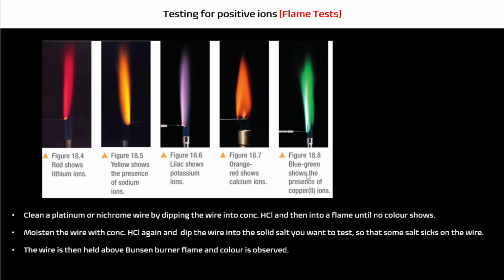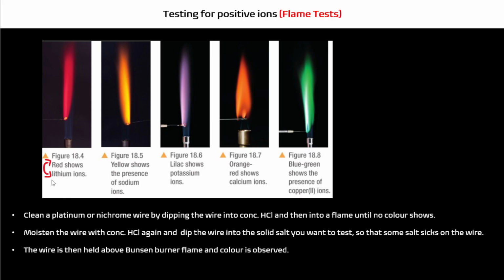You don't need to know much about blue green because of copper 2, because for copper 2 we will use sodium hydroxide as our primary method. So from this you need to learn the color and the respective positive ions as well. In exam they can ask you this two ways. Your flame color is red, what is your ion? Your ion is lithium, what is your flame color?